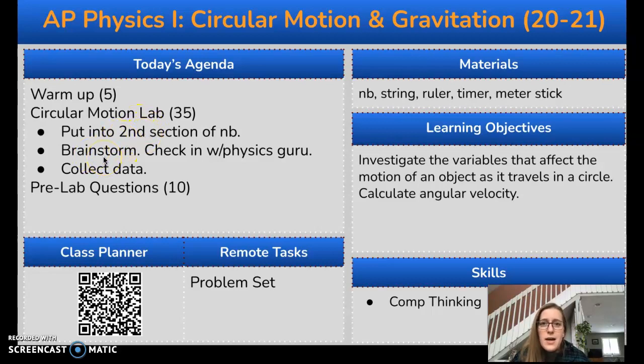You might spend time brainstorming and checking in with your very own physics guru who you have accessible to you today. That's Mr. Brennan. And then work through collecting your data. You might start the pre-lab questions in class, but if you don't get to them today, you can finish them up remotely.